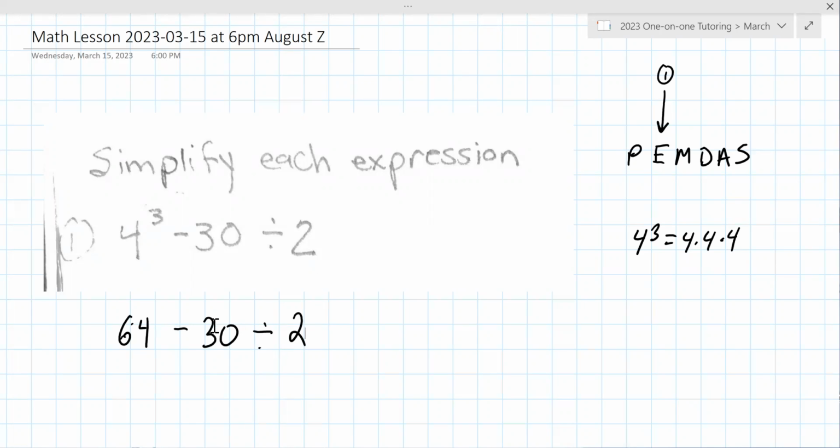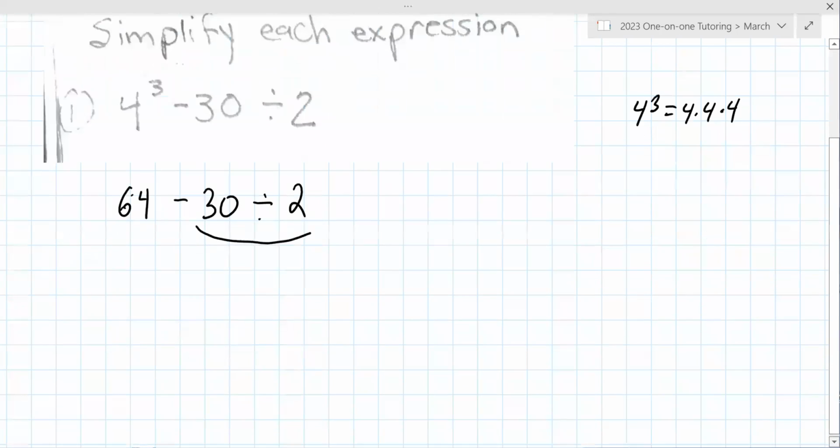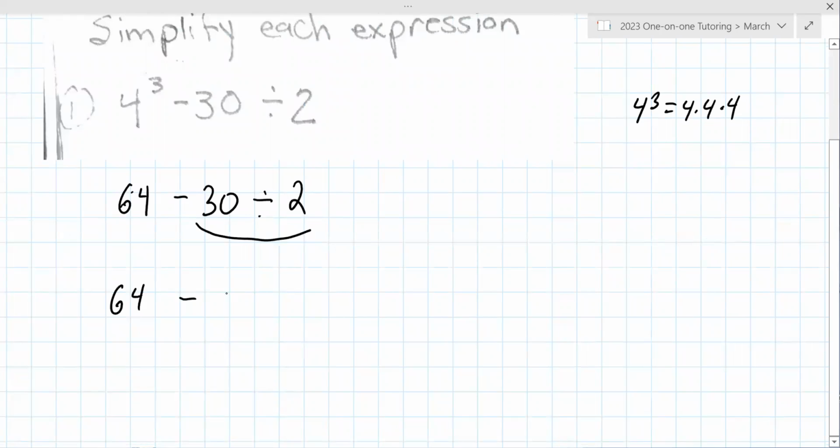Now you're deciding between subtraction and division. Division, because division comes first before subtraction. That's right. So you say, okay, what is 30 divided by 2? 30 divided by 2 is 15. You just bring that down. And then 64 minus 15 is 53. Try again.